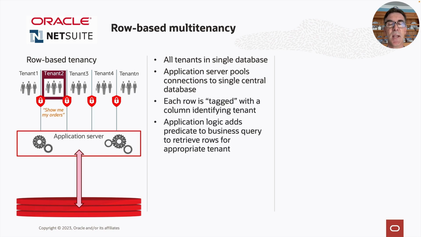Let's say a particular tenant, tenant 2, wants to see his orders. The application server builds the SQL statement by starting with a basic query, select star from orders, and appending a predicate similar to where tenant ID equals tenant 2. As long as you only access the database through the application tier, it works very well. This was the original multi-tenancy architecture of NetSuite.